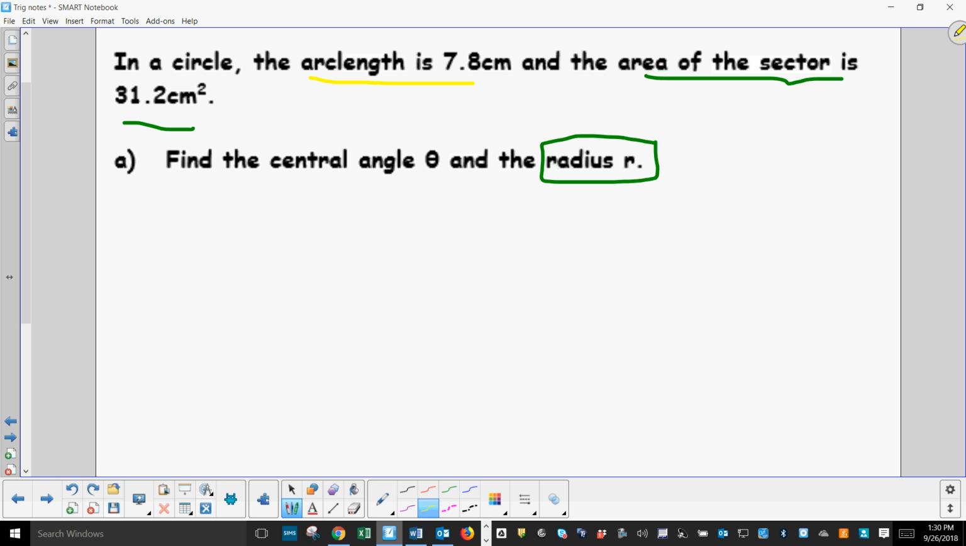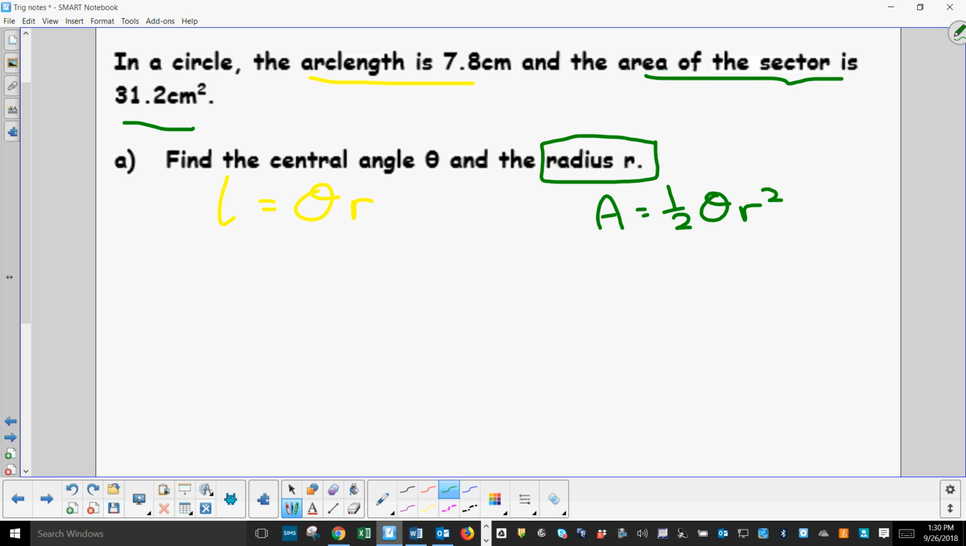So the arc length formula: L equals theta r. And the area formula, remember, is a half theta r squared. Don't be like me and by accident sometimes write a half theta squared r. If you're in doubt, just look at the formula: half theta r squared, area.